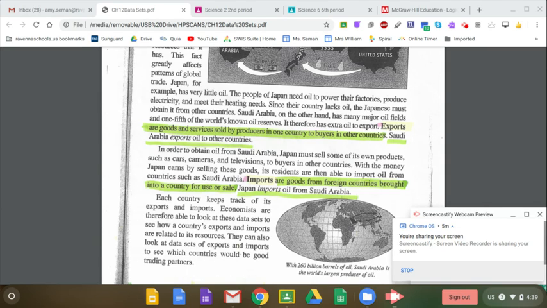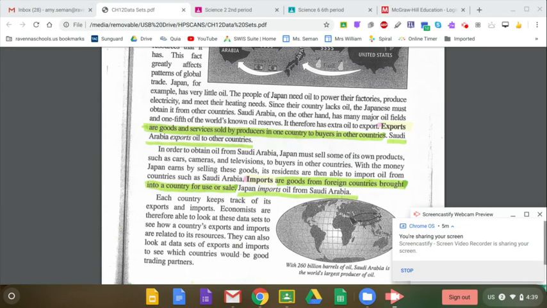A good way to remember it is exports are exiting the country. They're leaving the country. They're exiting the country. Imports are coming into a country. If you kind of put that with it, you might have an easier time remembering it, because I noticed, again, there was a problem in the homework with these two particular terms.